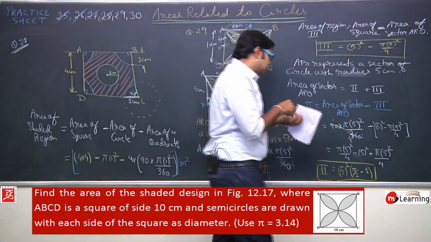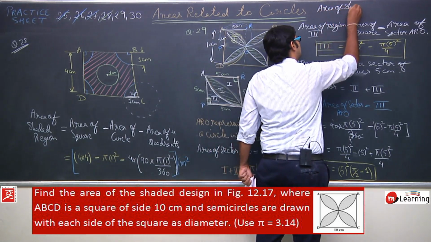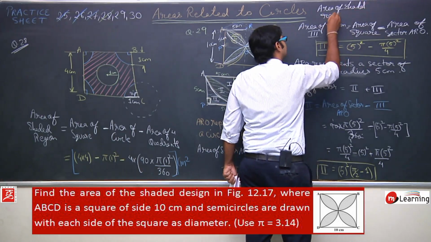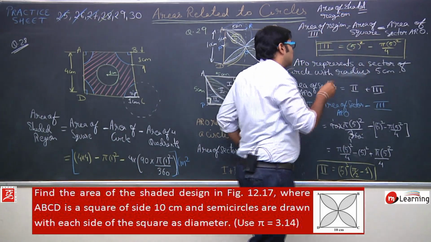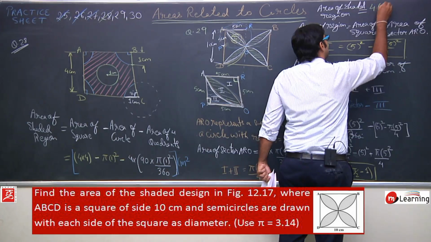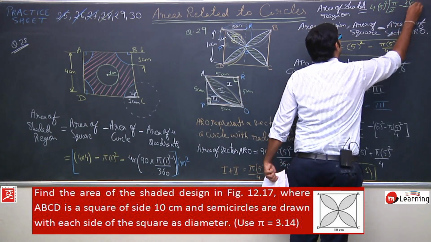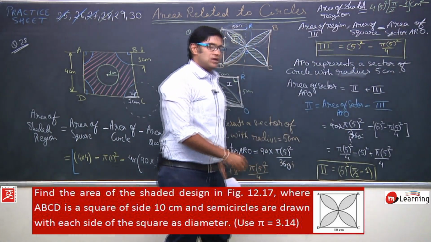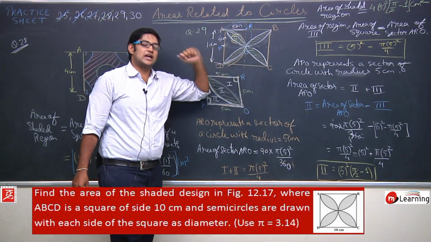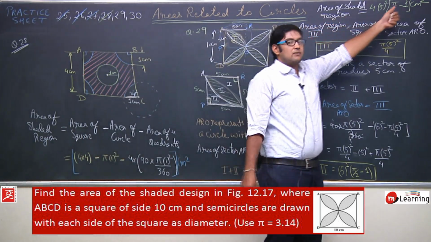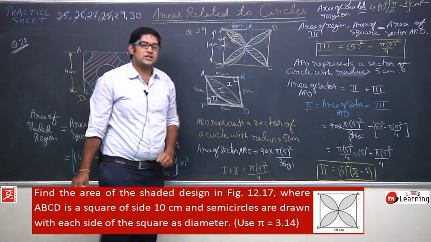So what I am saying is the area of shaded region is equal to what? Area of shaded region is equal to 4 times 5 square into the bracket pi by 2 minus 1 centimeter square. Why 4 times? I have added these 4 areas. So it will be 4 times 5 square into pi by 2 minus 1 centimeter square. You need to solve this further.